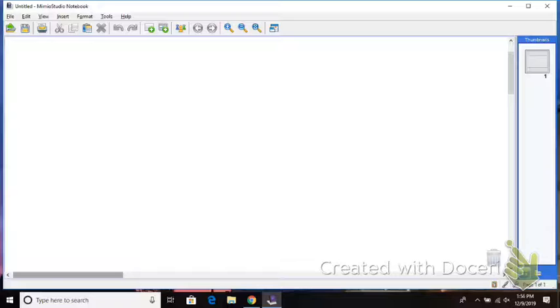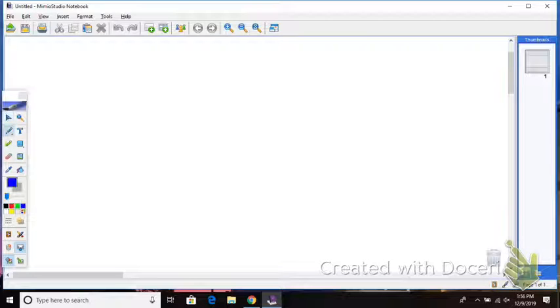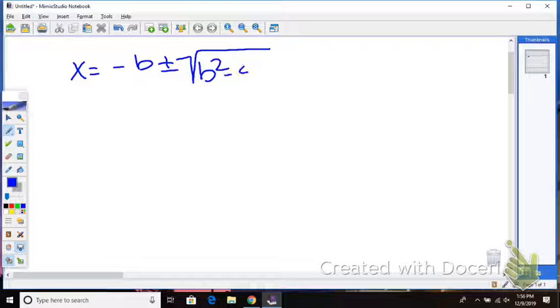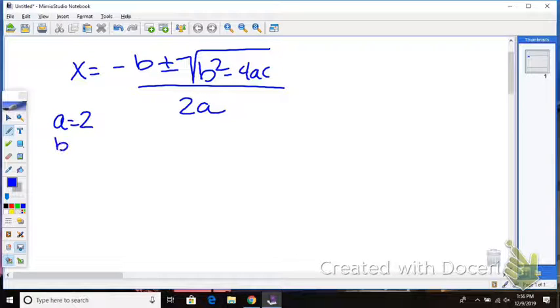Lesson with complex numbers. But, so we have to remember, we have x equals negative b plus or minus the square root of b squared minus 4ac, all over 2a. So for this problem, a is 2, b is negative 7, and c is negative 15.